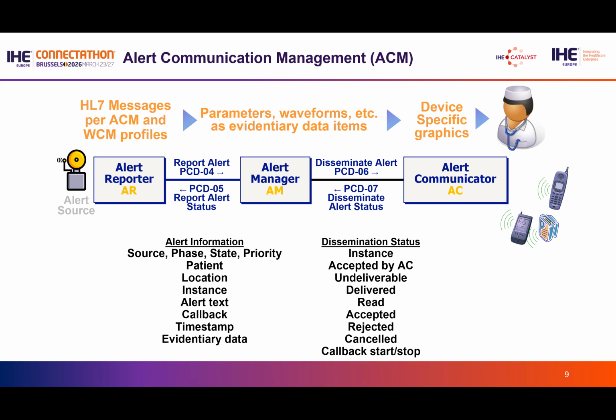There are tests for either AM or AC being unavailable, as well as a test with multiple ARs going to an AM and multiple ACs. It's an end-to-end test with a large system. There's also a set of these tests for the alert consumer, which is between the alert manager and the consumer.